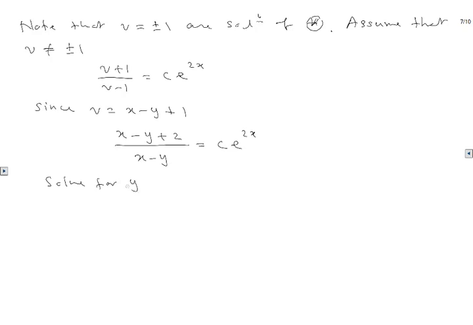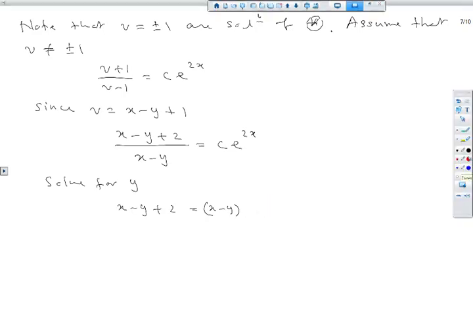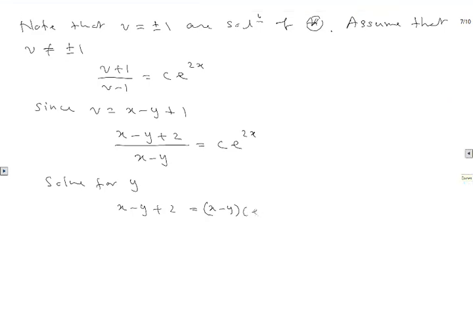Solve for y. How to solve for y? You can cross multiply first. Once you cross multiply, you're going to get x minus y plus 2 equal x minus y times e to the 2x. I forgot the c, c e to x, and if you distribute, c x e to the 2x minus c y e to the 2x.